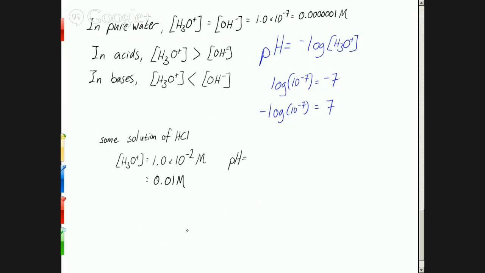Would it be 0.0? You know, that's a regular scale. Let's do the equation again.